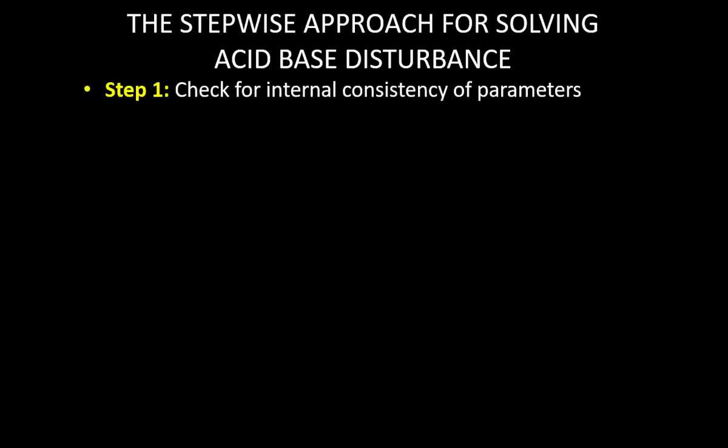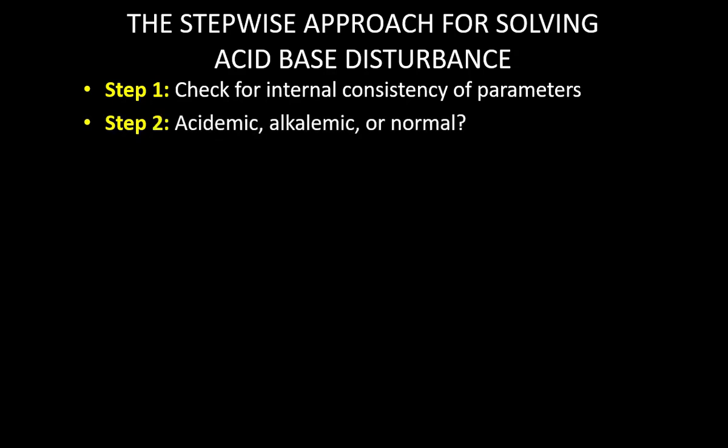So coming to the stepwise approach of solving acid-base disturbance. Step 1 is to check for internal consistency of parameters: whether the sample has been taken correctly, and whether the machine is calibrated or not. Many times the sister is taking a wrong sample, the machine is not calibrated properly, and then you see a bizarre type of ABG, and many times we tend to jump to correct it.